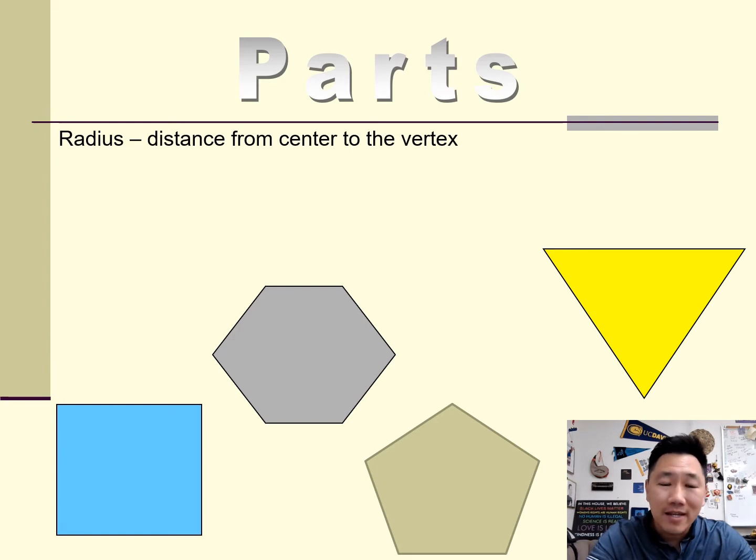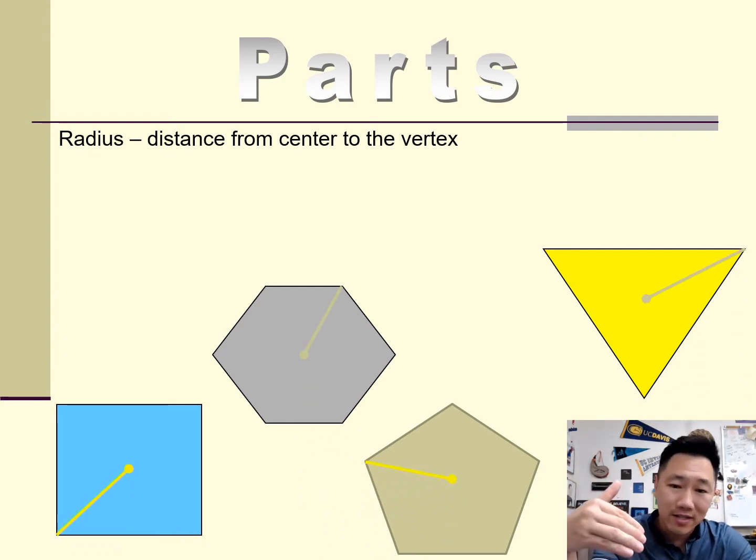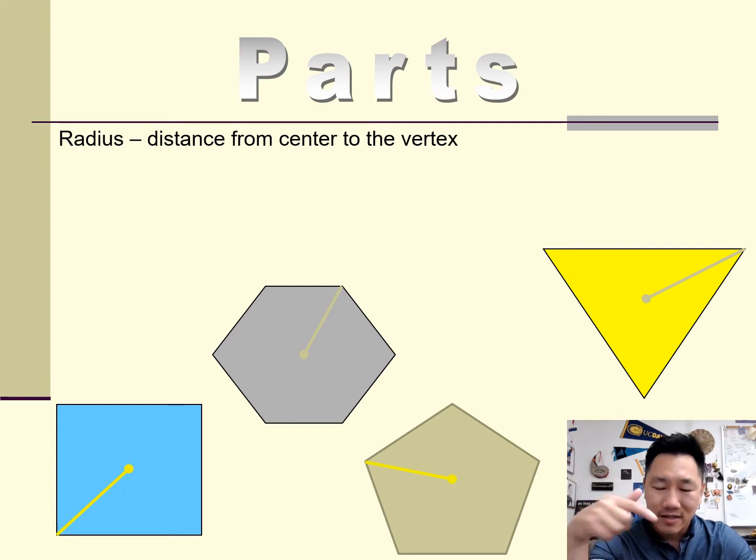Here we have the radius. We've only known circles to have radii, but these shapes have radii as well. There it is. It's just the distance from the center to the vertex. And so they have radii.